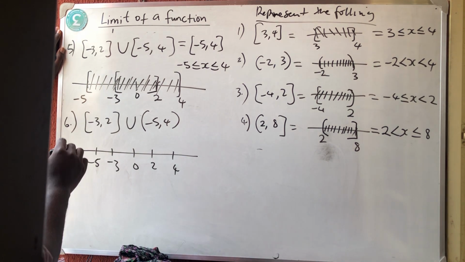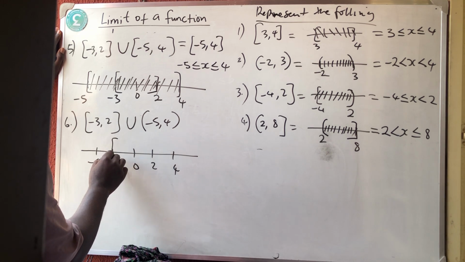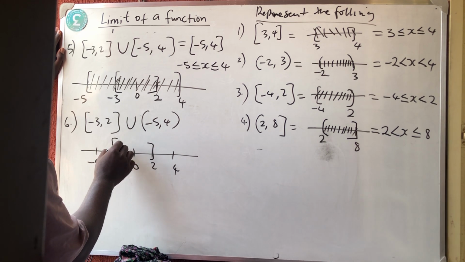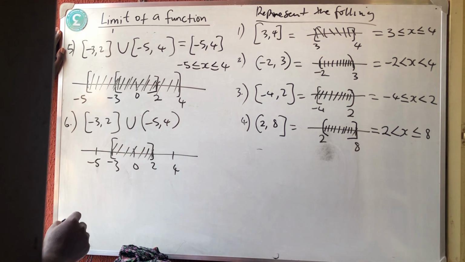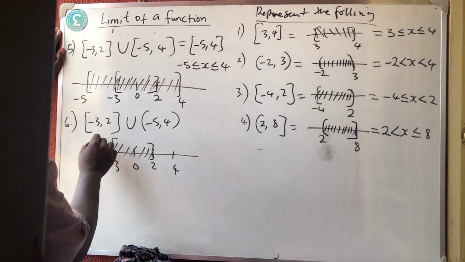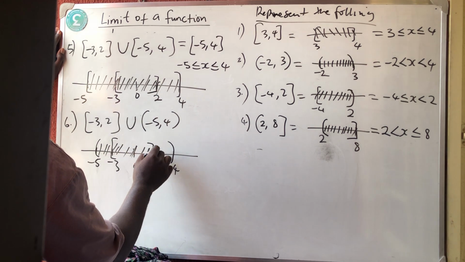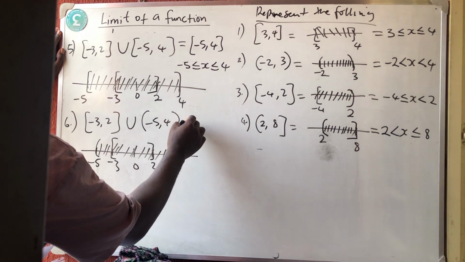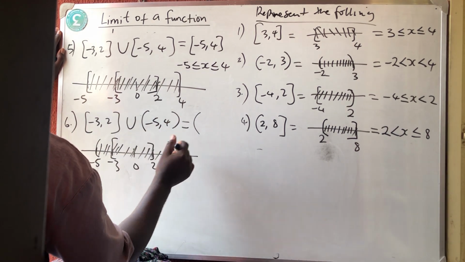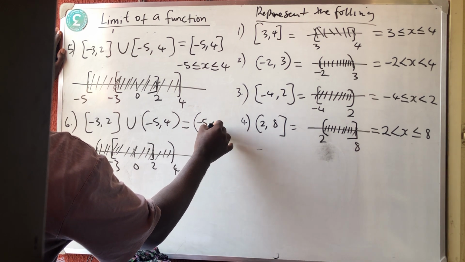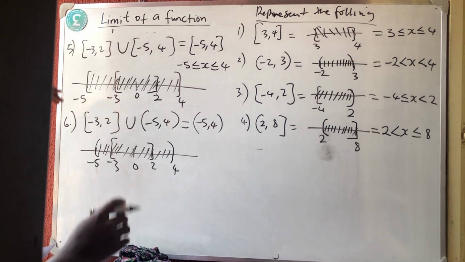Okay, I have this. So this one is here and here, everything involved. Okay, but this one now is here and here. Only what is inside is involved. So what do you think the union will be? The union will be only what is inside, which is minus 5 and 4. Open. So this is an open interval.